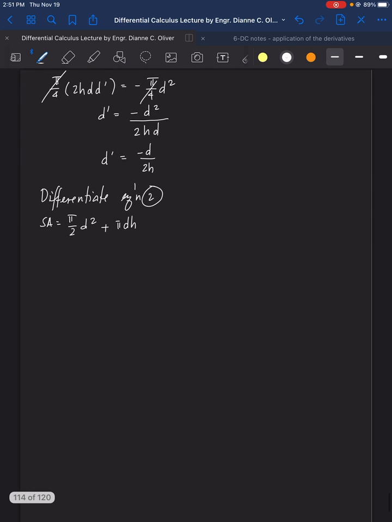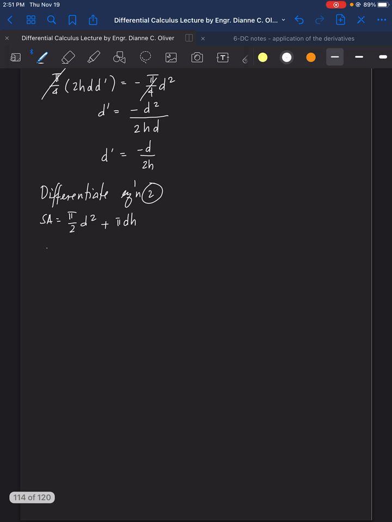Since dSA over dh is 0, this is 0, equals pi over 2d d prime plus pi, so derivative of a product, d prime plus h d prime. So 0 is equal to pi d prime plus pi d plus pi h d prime.